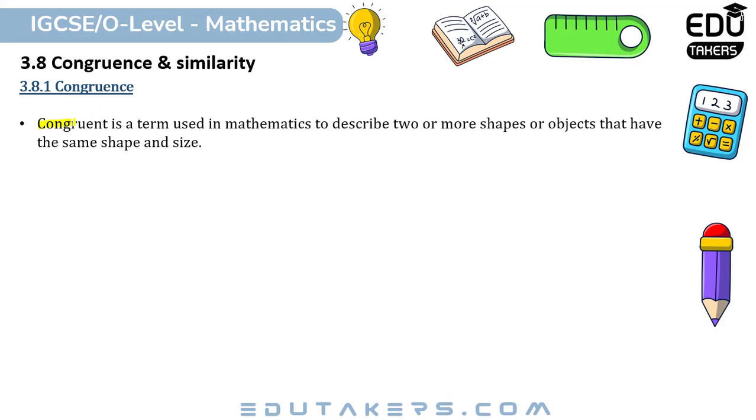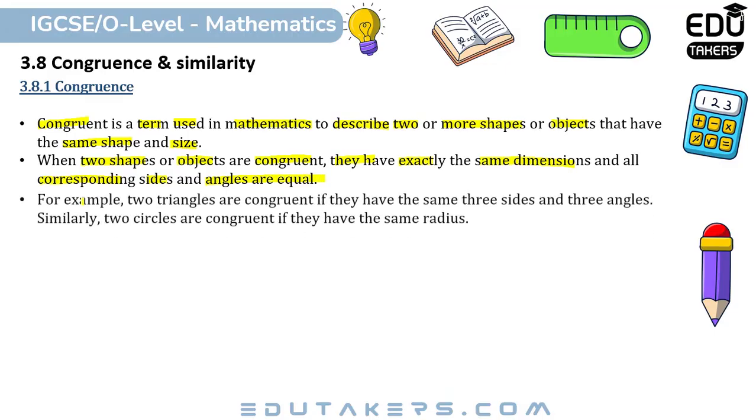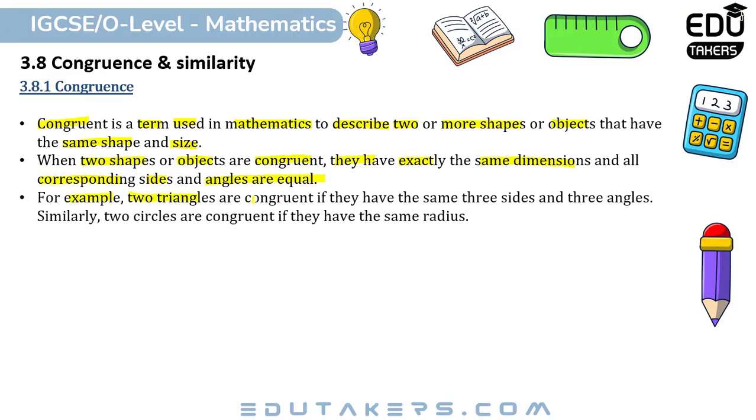Congruence. Congruent is a term used in mathematics to describe two or more shapes or objects that have the same shape and size. When two shapes or objects are congruent, they have exactly the same dimensions and all corresponding sides and angles are equal. For example, two triangles are congruent if they have the same three sides and three angles. Similarly, two circles are congruent if they have the same radius.